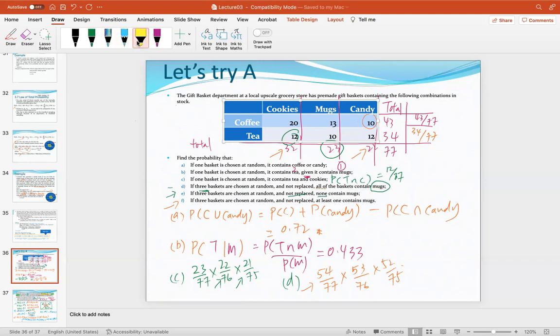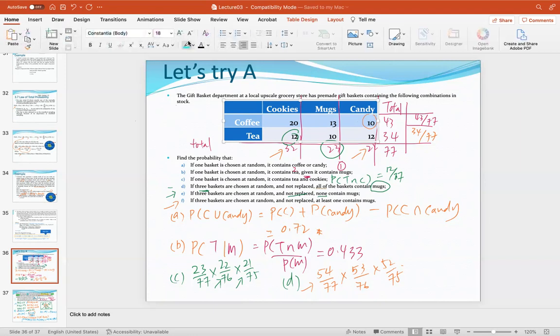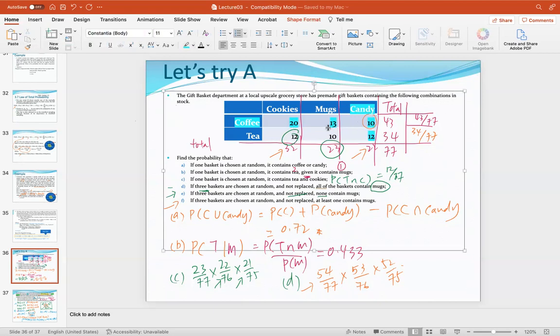Coffee or candy. Okay, so it seems very obvious. The selected one is the involved one. First, I should find the probability of coffee, which is 43 over 77. Probability of candy is 22 over 77. Minus, because there is overlap, right? Remember that concept? Minus 10 over 77. And you should get your 0.72.